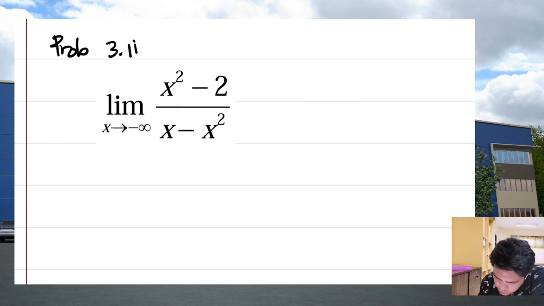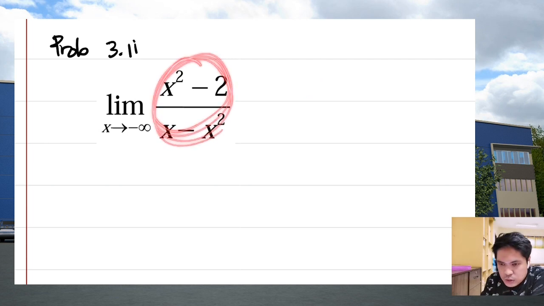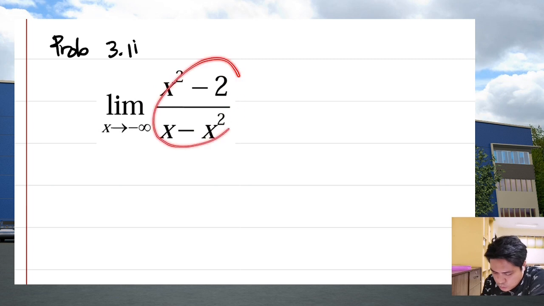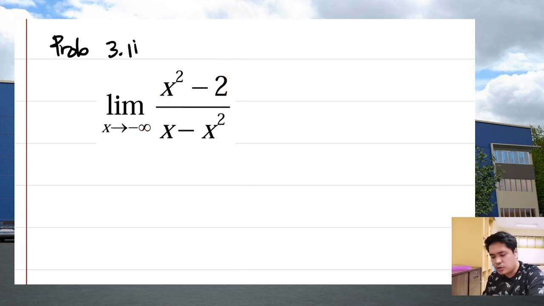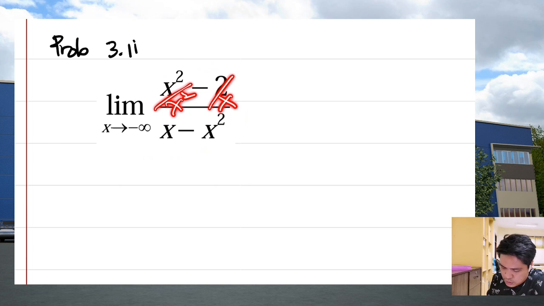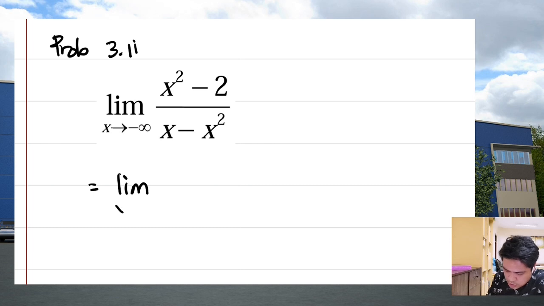So dapat, yung variable dito should be contained in the denominator. Nasa denominator siya. So one way of manipulating this is just dividing all terms by the variable with the highest degree. In this case, the degree of both the numerator and the denominator is x squared. So we divide all terms by x squared. Ganon yung approach natin. So we'll do that. So the limit as x approaches negative infinity.